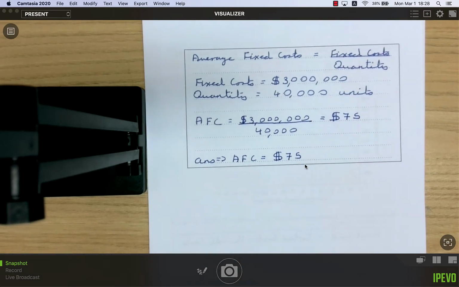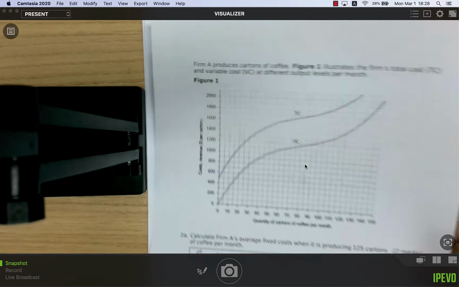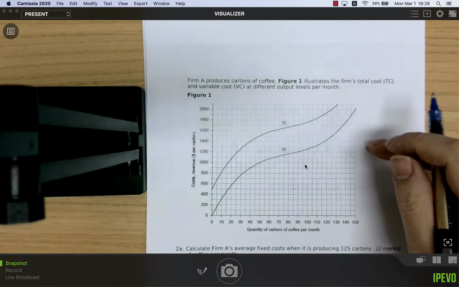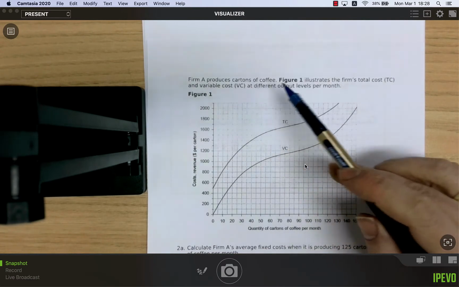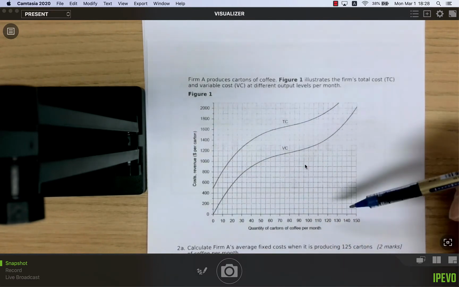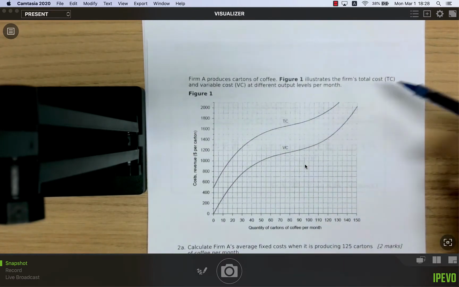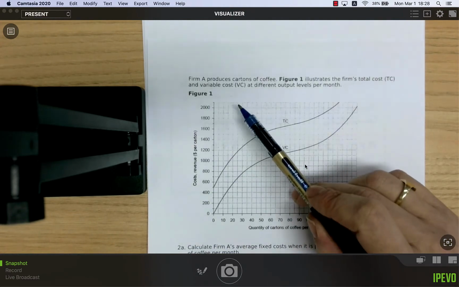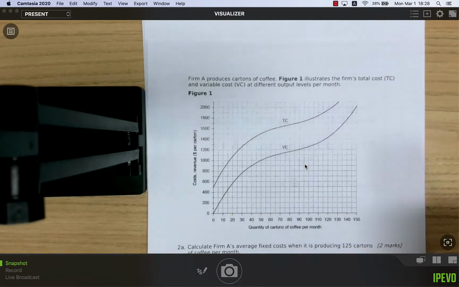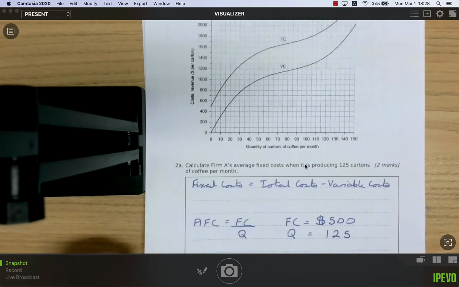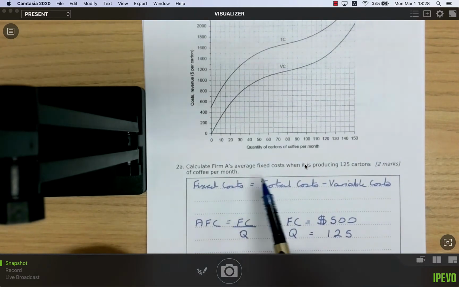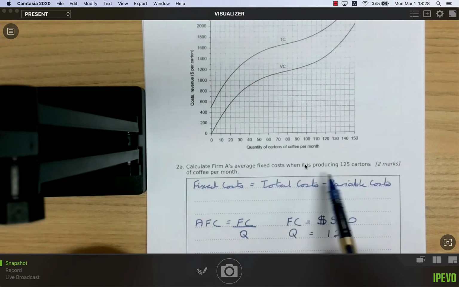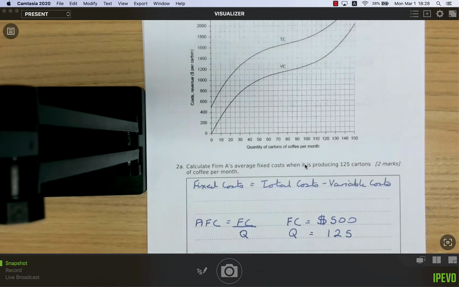Now, on to the next question here. So we're given this diagram about firm A. So we're saying firm A produces cartons of coffee. Figure 1, which is this one here, illustrates firm A's total cost and variable cost at different levels of output. Okay, now the thing is, it says calculate firm A's average fixed costs when it's producing 125 cartons of coffee per month. Now what I shall do is give you the definitions in words, okay?